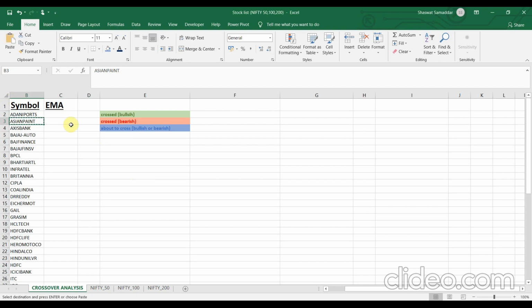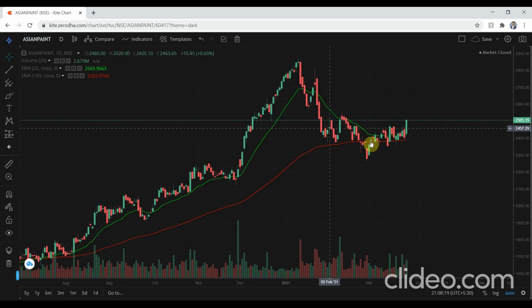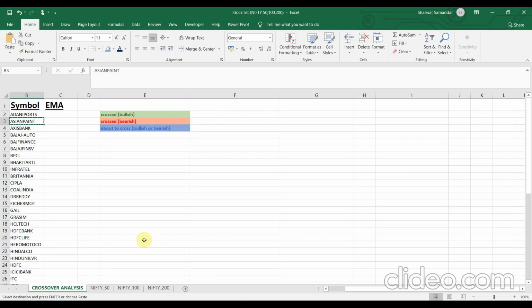So next up on our list is Asian Paints. Okay, as you can see, the 20 EMA is very close to the 100 EMA, so it may show a crossover. I'm not sure whether, yeah, it may show a crossover. So I'll mark it as blue, and let me write for which EMA this is about to show a crossover, and it's a 20. So I'll write down just 20 for it.